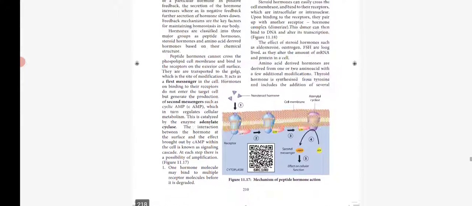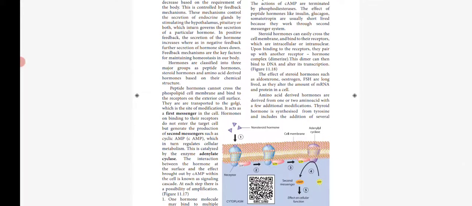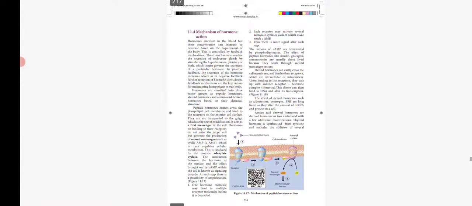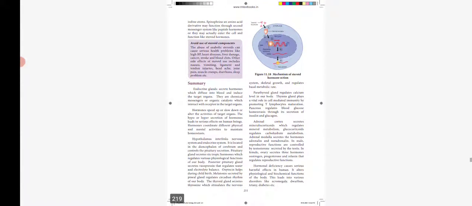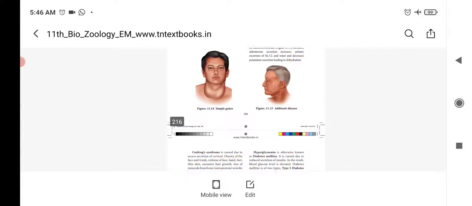So this is the mechanism of hormone action. Hormones work by positive and negative feedback mechanisms. This only makes the homeostasis of the body, that is the normal functioning of the body, and hormones are classified into three major groups: peptide hormones, steroid hormones and amino acid derivatives. So till this we are concluding this topic. Thank you.